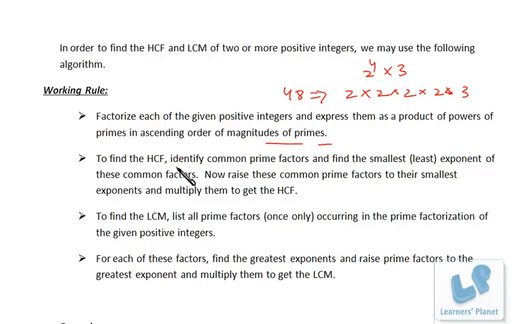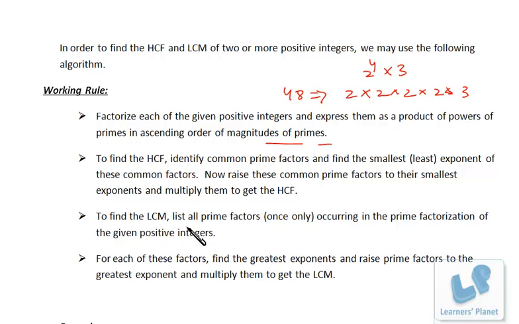Then to find the HCF, identify common prime factors and find the smallest exponent of these common factors. Now raise these common factors to their smallest exponents and multiply them to get the HCF. If you go linguistically, it will be really difficult to understand. But these are the algorithms mentioned in your NCERT books. I'm just referring to them. Otherwise, it will be clear in your mind once we solve the problems.